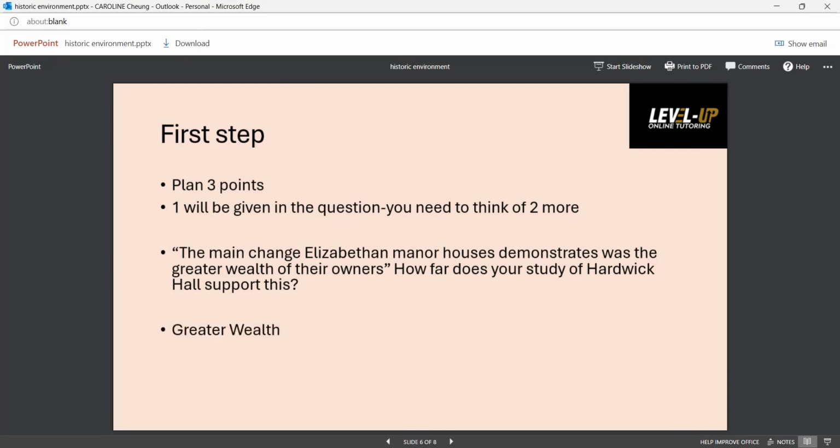So they've already given me point number 1. They've said it supports the change is there because greater wealth. So more people with more money. I need to come up with 2 of my own. So I'm going to add in fashion.